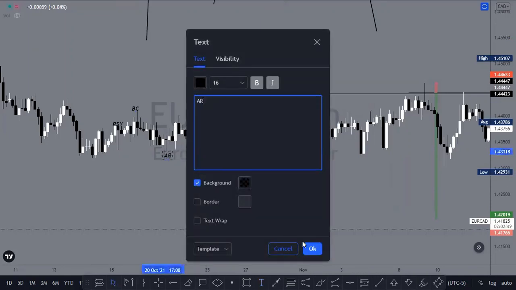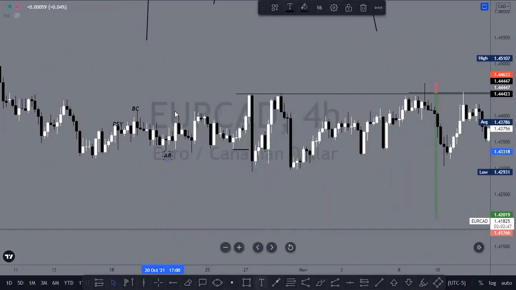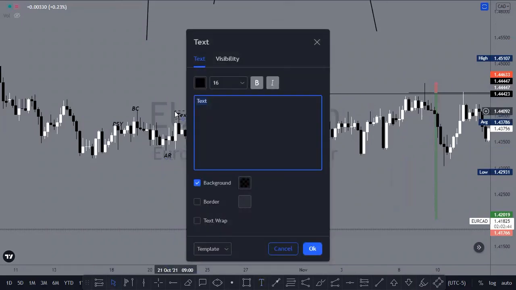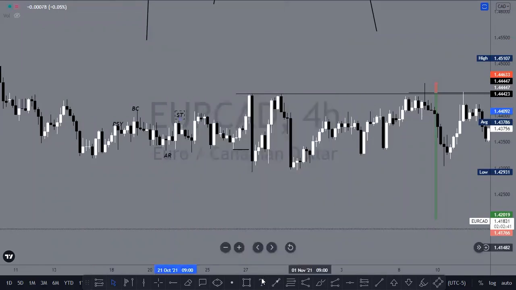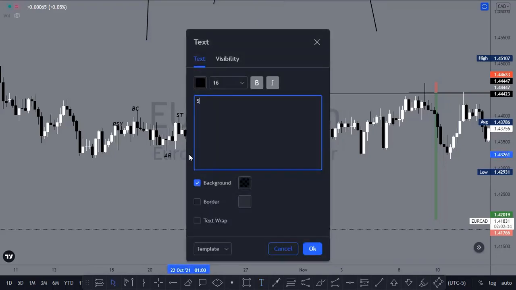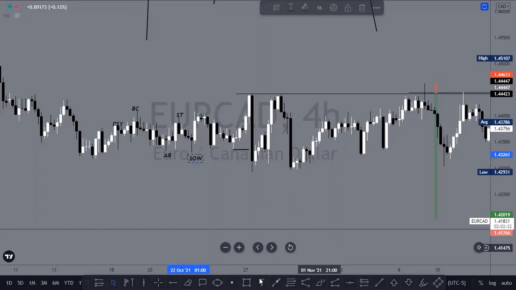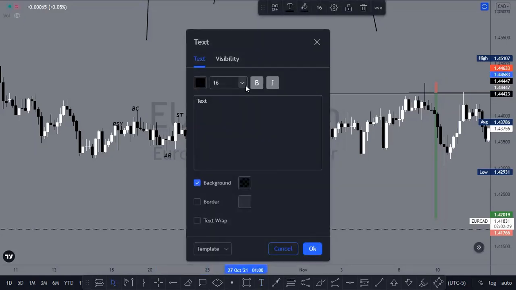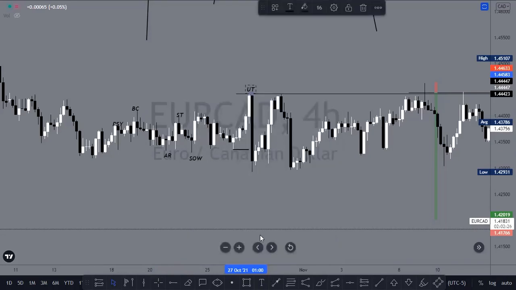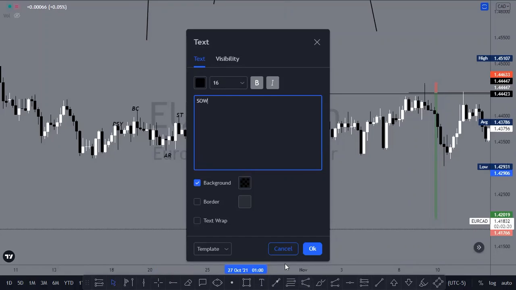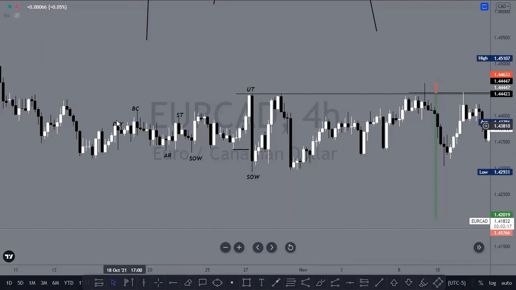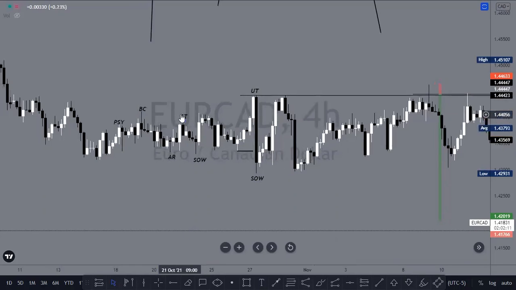So now we have the automatic reaction there. Then we're going to have the secondary test. I'm just bringing back those labels, right? After that, we had the sign of weakness, the break of market structure to the downside. Then we had the UT, the upthrust. Then we got the sign of weakness there. Then remember what I said there. I'm not going to repeat explaining this again. Right, this one is here.